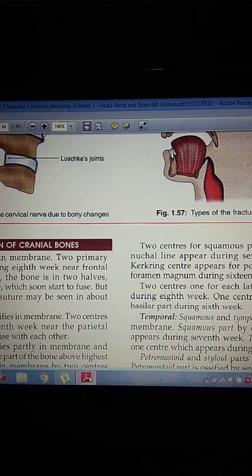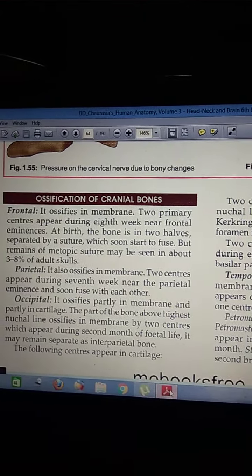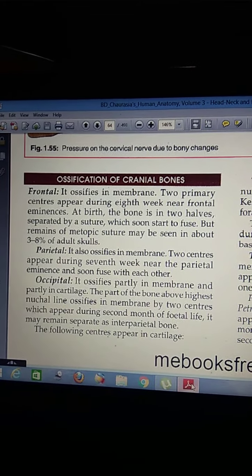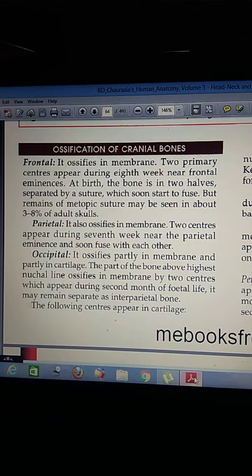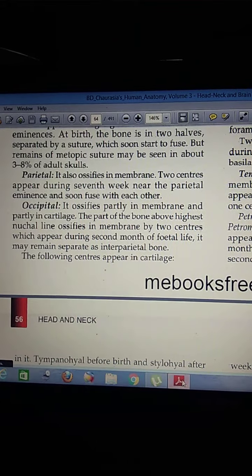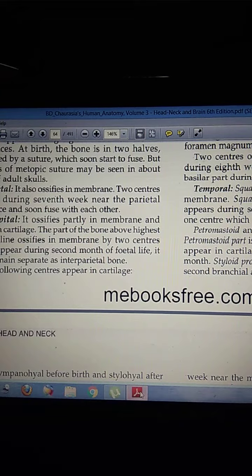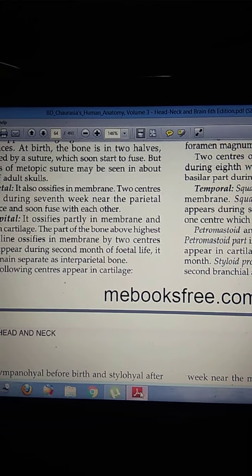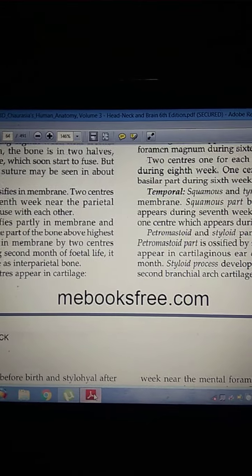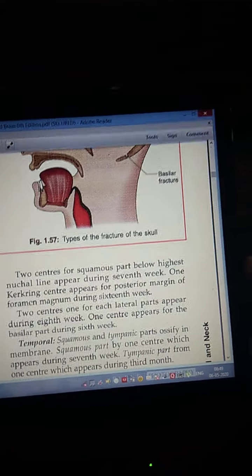Now, ossification of cranial bones. The frontal bone is ossified in membrane from two primary centers which appear during the 8th week near the frontal eminence, and the parietal is ossified in membrane from two centers which appear during the 7th week near the parietal eminence. The occipital is ossified partly in membrane and partly in cartilage. The upper part of the squamous part is ossified in the membrane by two centers which appear during the 2nd month of fetal life.